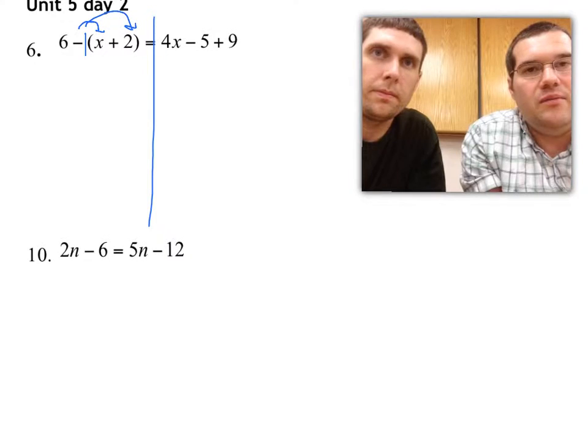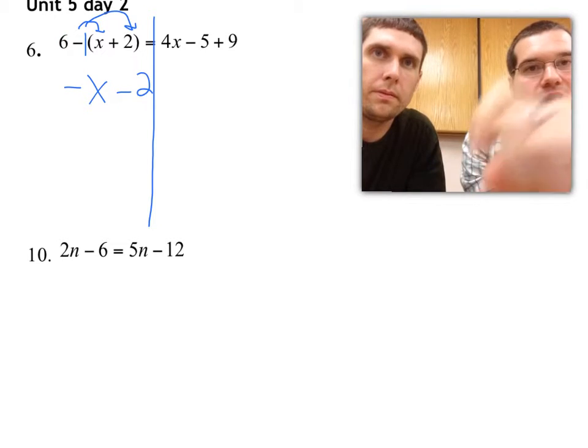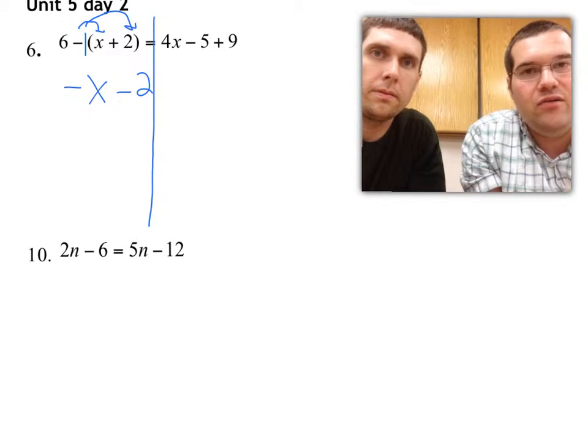Alright, so let me do that real quick. So it'll be a negative x, because -1 times x is negative x, and then a -1 times a positive 2 is a -2. Now notice that this 6 is still here. I can't let that just float away. I have to bring that down. If I don't use it, I bring it down.